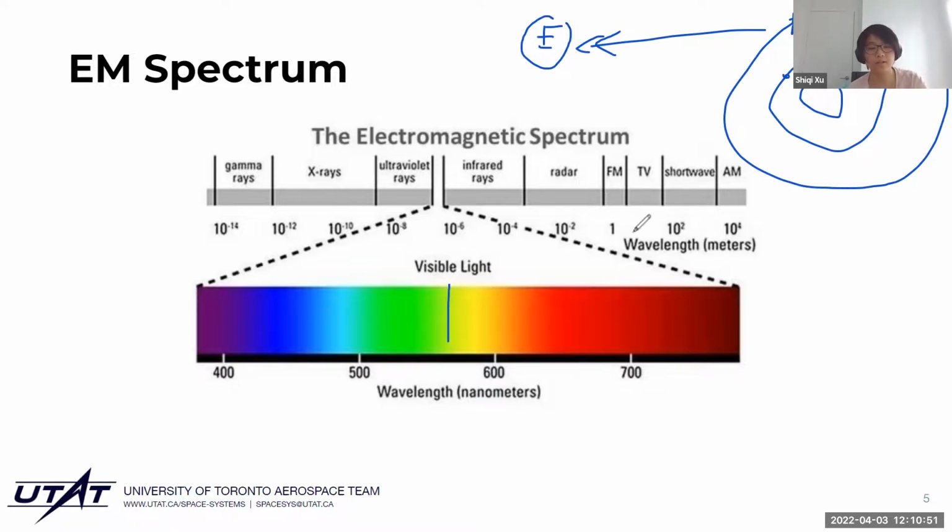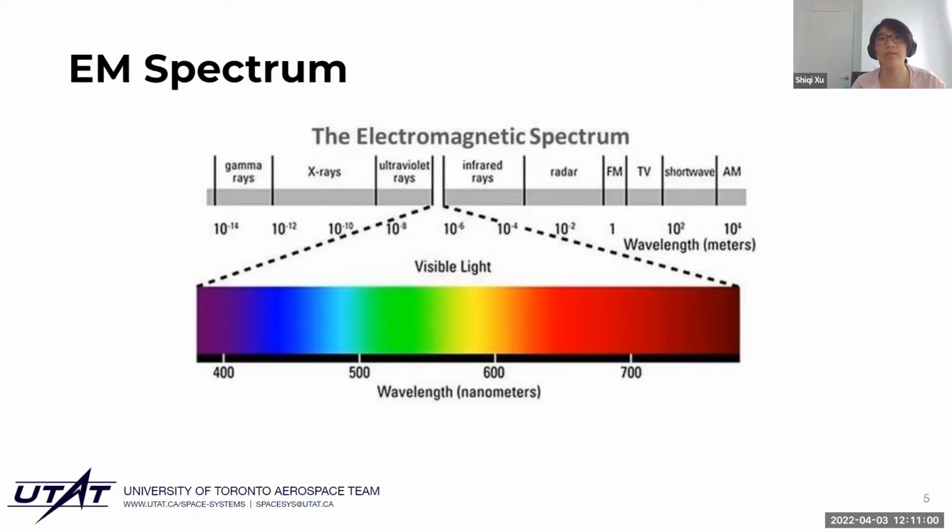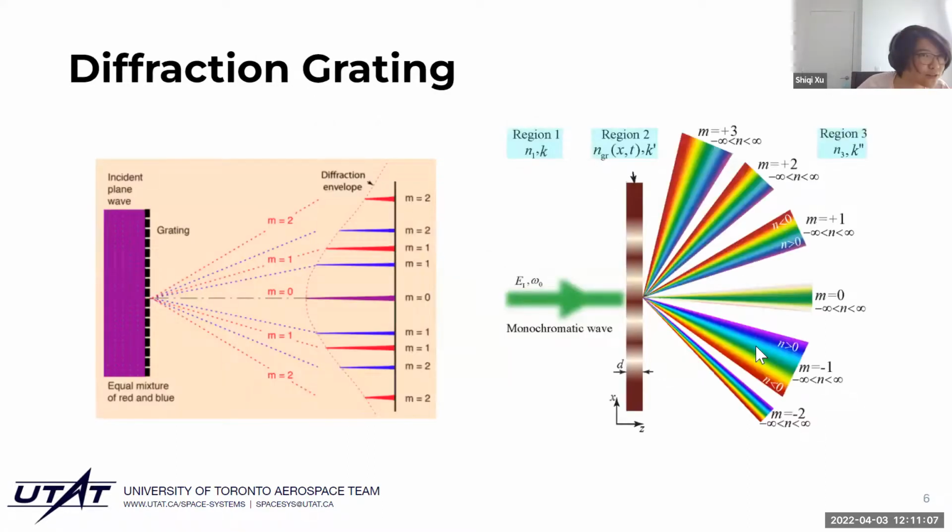Yeah, you can do this in the lab as well. Okay, so that is kind of emission and absorption. Hope that made sense. Then we have the diffraction grating.